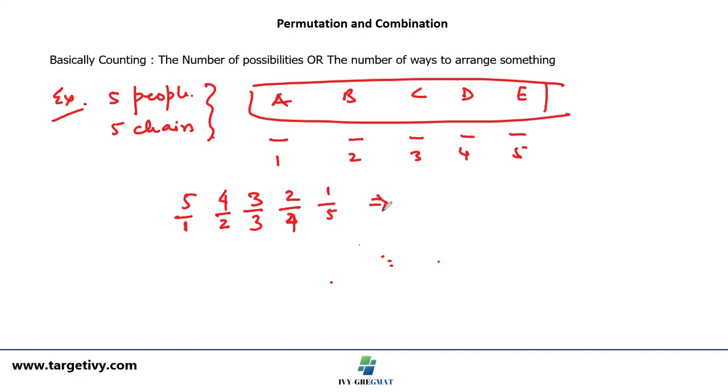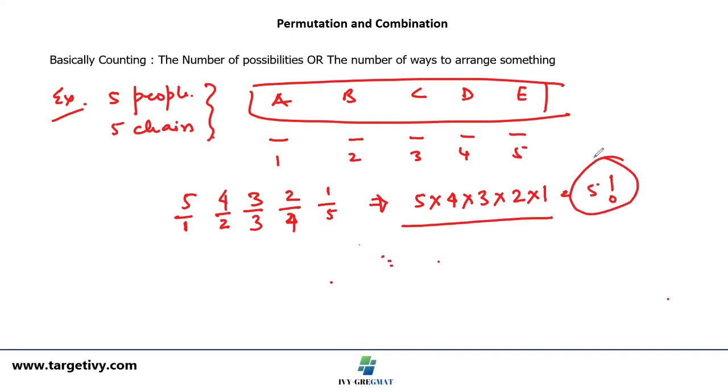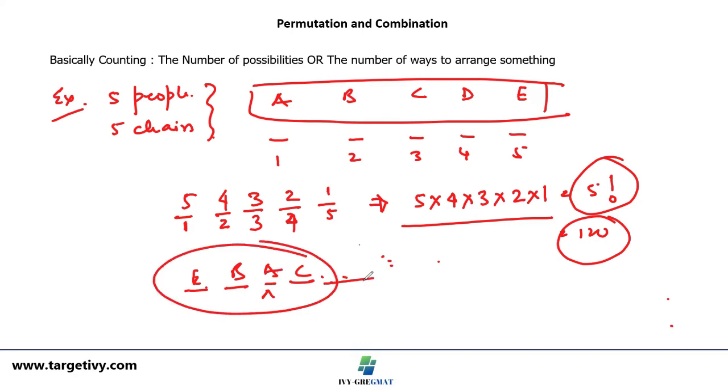So that means 5 multiplied by 4 multiplied by 3 multiplied by 2 multiplied by 1. Or rather, we can say it's 5 factorial. Whenever something like this is represented, it is factorial 5, so it is 120. So 120 arrangements are possible. For example, it can start with E, followed by B, followed by A, followed by C, or whatever. In total, 120 arrangements will be possible in this fashion.